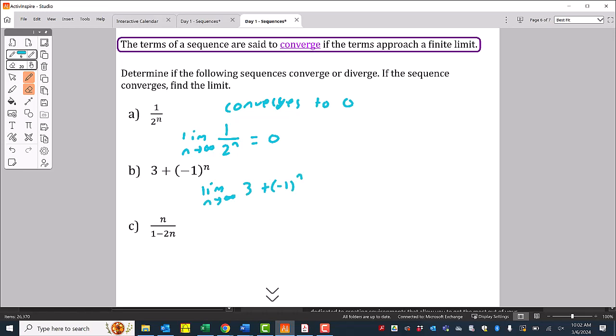Whereas for b, if we do limit as n approaches infinity of 3 plus negative 1 to the n, if we look at what's going to happen, this is going to keep alternating between positive and negative. So it's going to be 3 plus 1 or 3 minus 1, which means it's always going to alternate between 4 and 2, back and forth forever. So this is going to equal does not exist. Since it does not exist, since it's not finite, we would say this limit diverges. Technically, it diverges by oscillation.